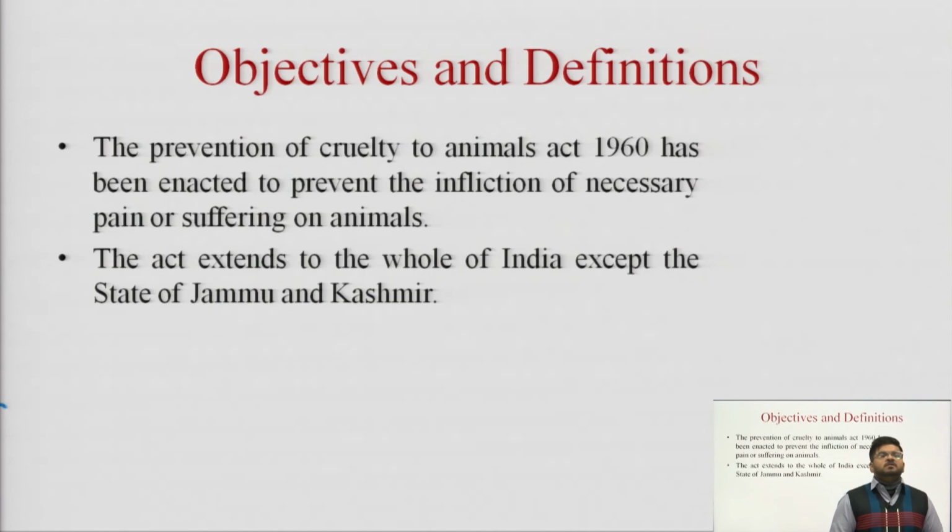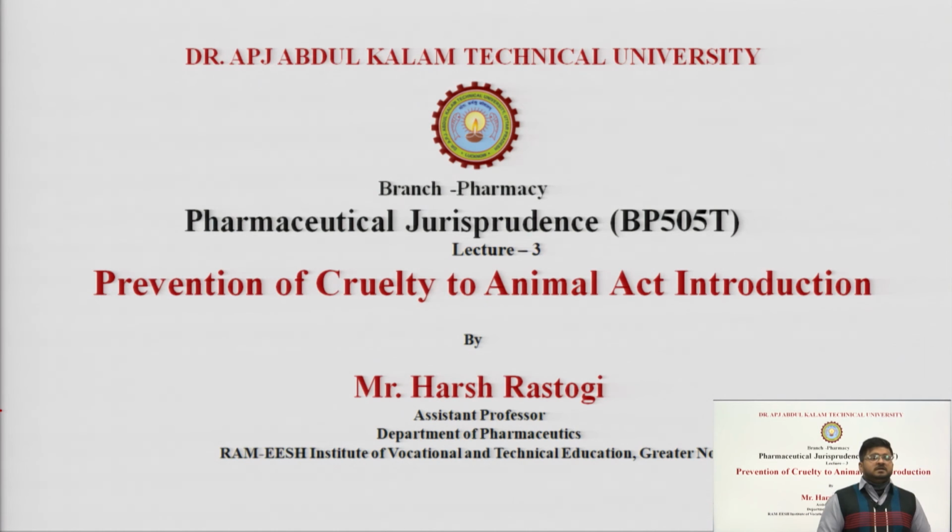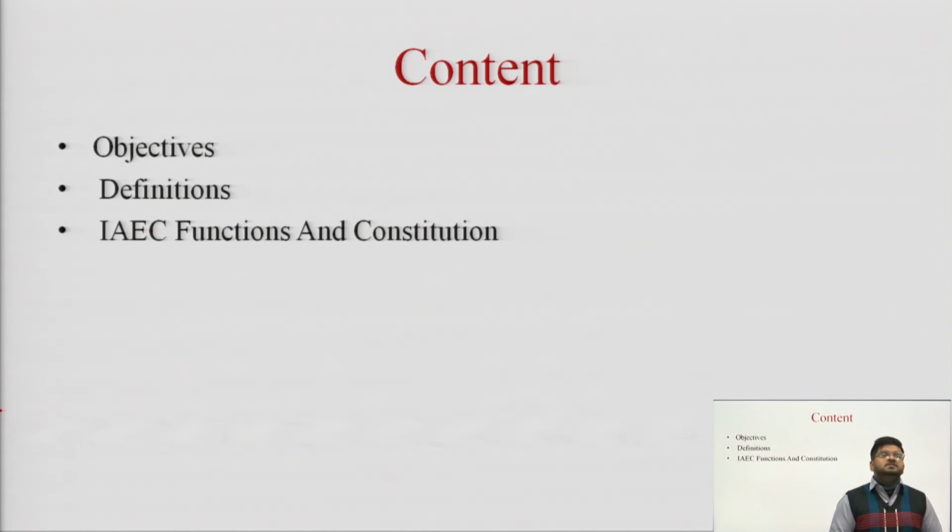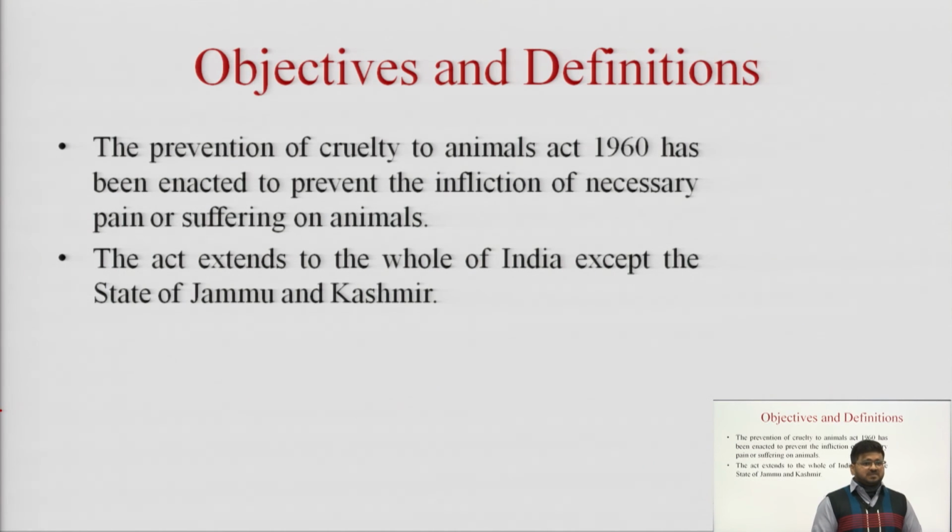So, this is all we have studied under the context of the Prevention of Cruelty to Animals Act. In this lecture, we have introduced the Prevention of Cruelty to Animals Act. In this, we came to know about the objectives, the different definitions or terminologies which we will be using in the Act, as well as we have studied about the Institutional Animal Ethical Committee and its constitution.